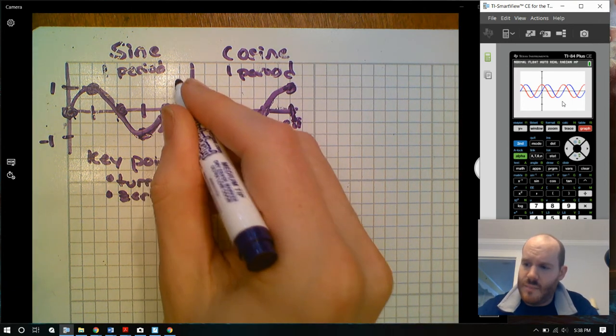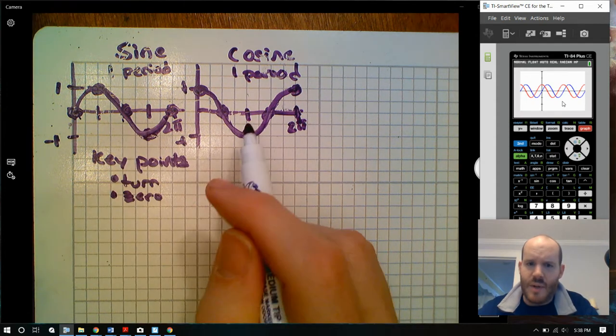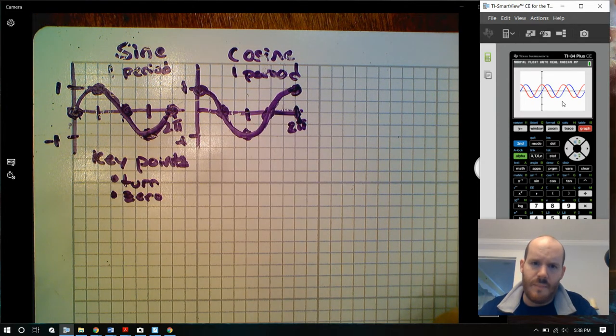They both have the same amplitude. They both have an amplitude of 1 and a frequency of 1 and the same period. It's just where do they start and stop? That's the main difference between them. So let's look at an example of how we can actually graph these functions.